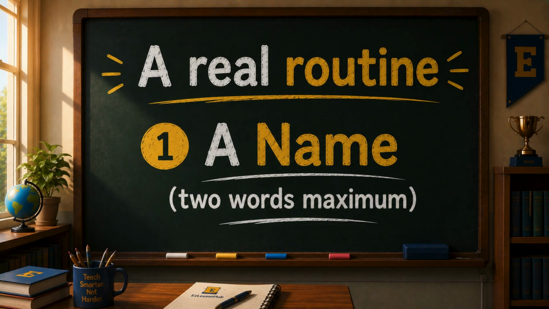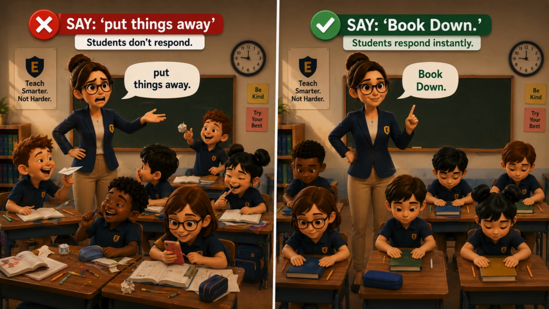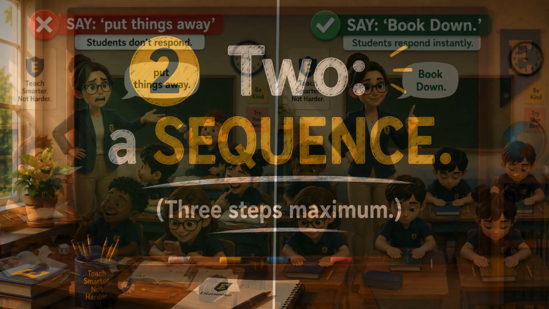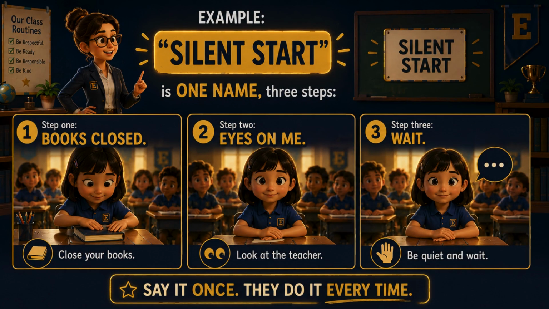A real routine has 3 things. 1, a name. 2 words maximum. Something you can say once and every student knows what happens next. Not, let's start class. Call it silent start. Not, put things away. Call it book down. Named things stick. Unnamed things drift. 2, a sequence. 3 steps maximum. Written on the board. Not 4, not 5.